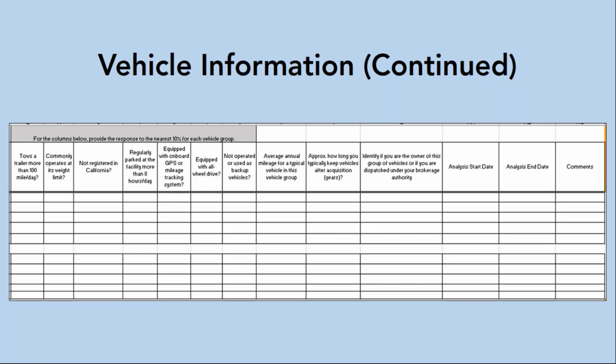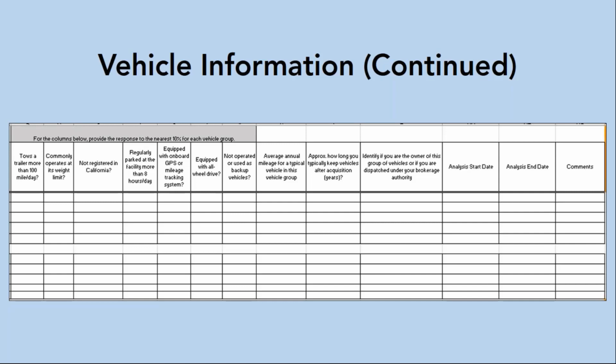What percentage of vehicles in each group have GPS or another method of electronic mileage tracking? Brokers are expected to respond to this question and use information they have in their dispatch records about the vehicles. What percentage of the vehicles in this group are equipped with all-wheel drive? Four-wheel drive applies for instances where the vehicle group has 2 axles.